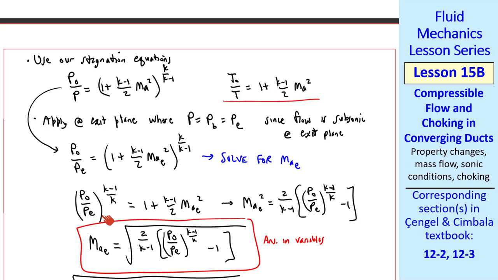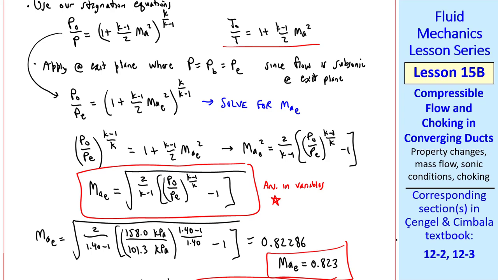I take both sides to the k minus 1 over k power to get rid of this exponent on the right-hand side. Then I solve for MAE squared and take the square root to get MAE. This is my answer in variables. We plug in the numbers, 2 over k minus 1, P naught was given, and PE equals PB, which was also given, and then the k minus 1 over k exponent, minus 1, square root. I get 0.82286, and I report my final answer to 3 digits, 0.823.